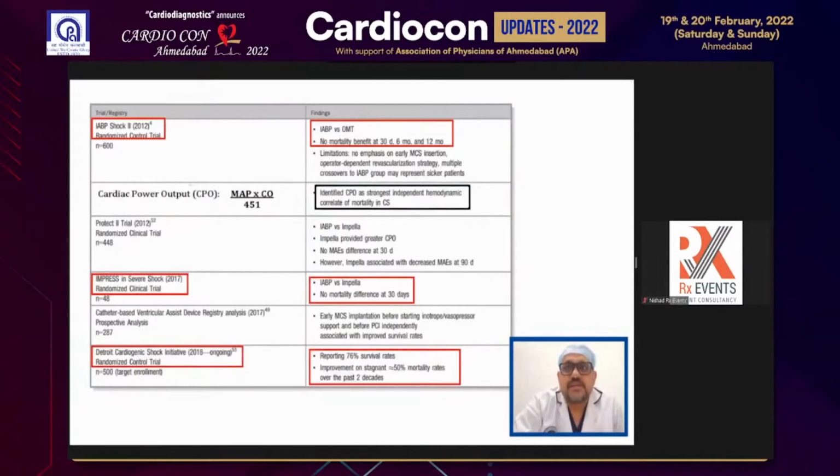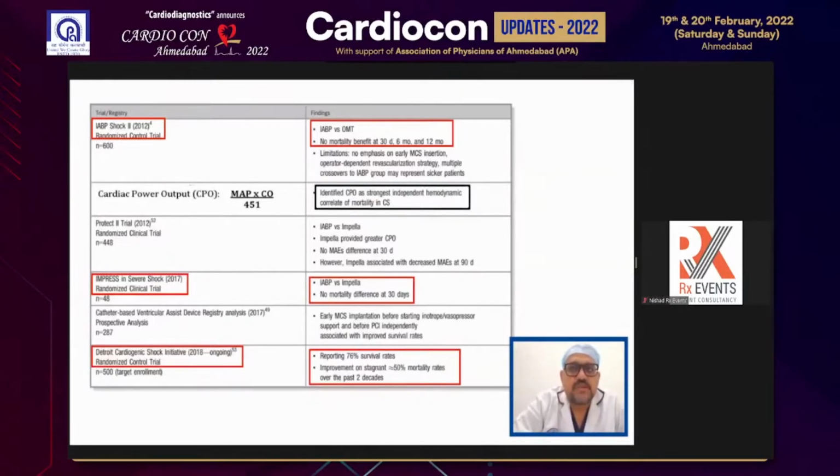There have been several trials that have evaluated this problem. The IABP-SHOCK II trial, which was a randomized controlled trial comparing IABP and optimal medical therapy, showed no mortality benefit at 30 days, 6 months and 1 year. Then came the IMPRESS trial comparing IABP and Impella. There was again no mortality benefit at 30 days.